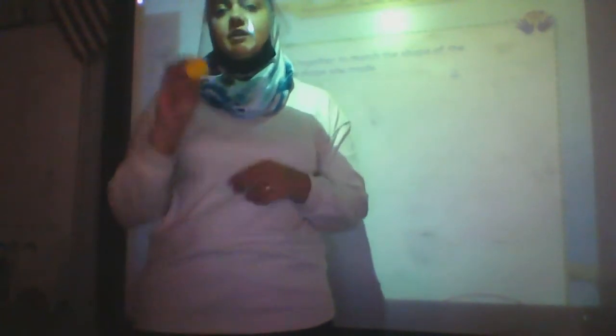We should be on page 115. So what we're going to be doing is discussing equal parts. It says put pattern blocks together to match the shape of a hexagon, and then trace the shape you made. So everyone will get a hexagon.